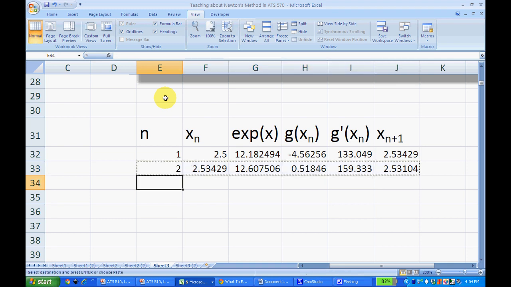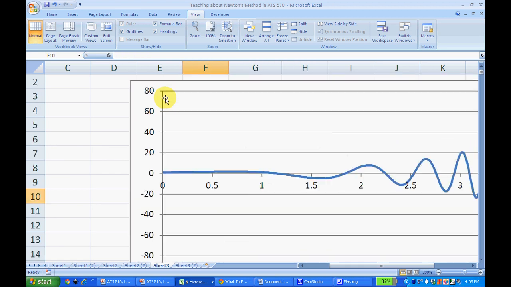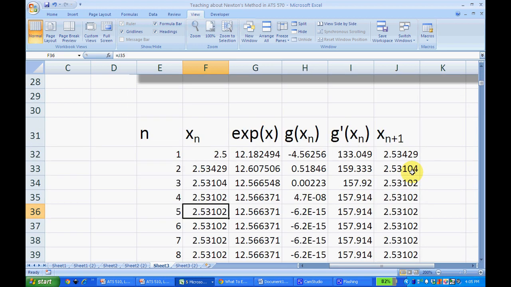If I copy this down a few more rows, see what we get here? By the time we get down here to x equal to 2.53102, we get values of g of x on the order of 10 to the negative 15th. This is a very, very small number. So we have solved for this root of the equation. It's this one, at 2.53102. And we simplified our equations a little bit by adding one extra column for a piece of the equation that we simplify a lot.